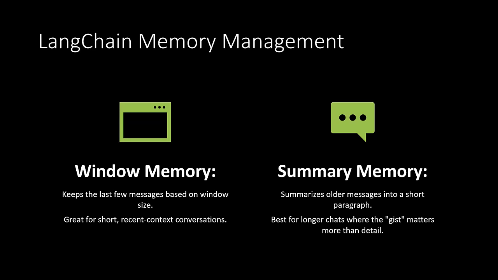The two most common strategies are window memory. Think of this like a rolling window. It only keeps the last few exchanges, say the last 3 to 5 messages. Great for short conversations where recent context matters most. And then there is summary memory. Instead of keeping every message, it summarizes older ones into a short paragraph. Perfect for longer chats where you need the gist without overwhelming the model. Both methods let the AI feel like it remembers while keeping things fast and affordable.